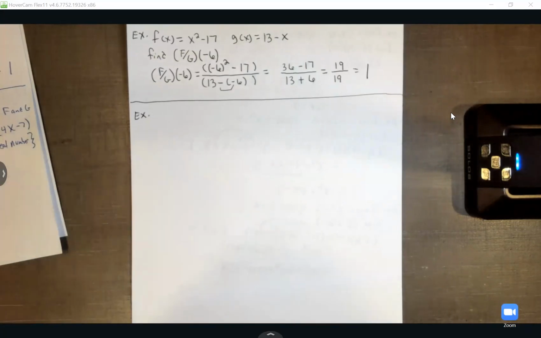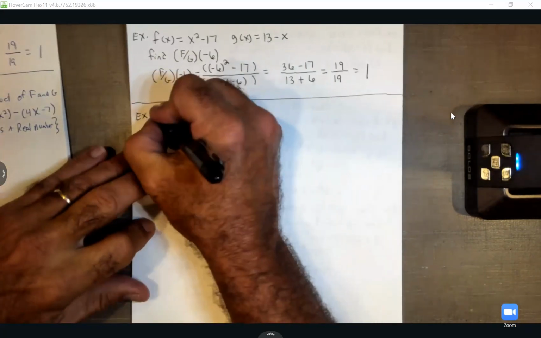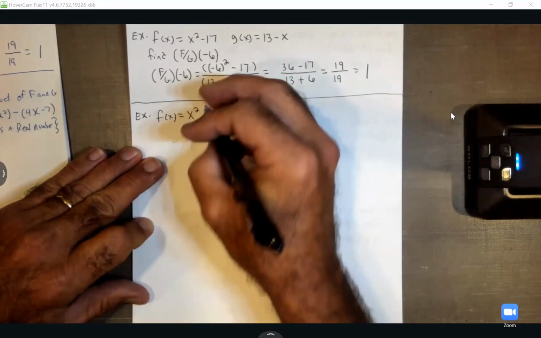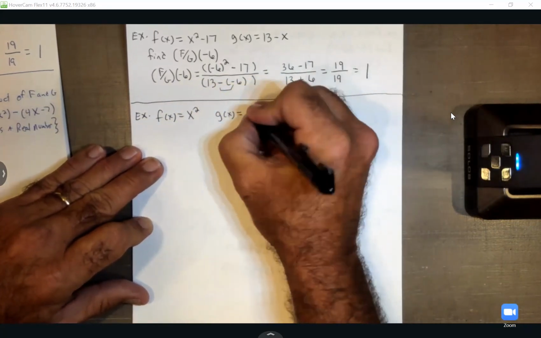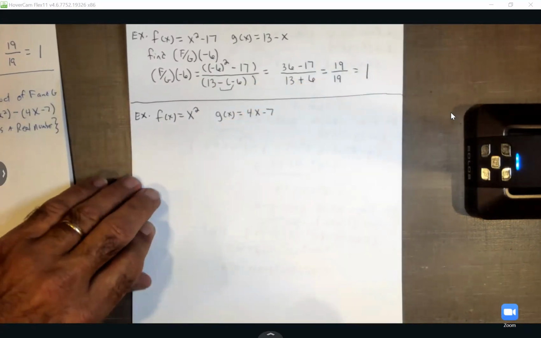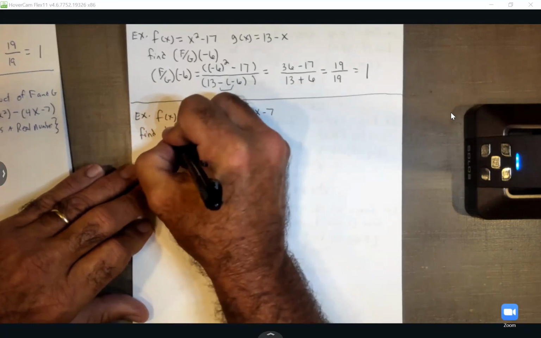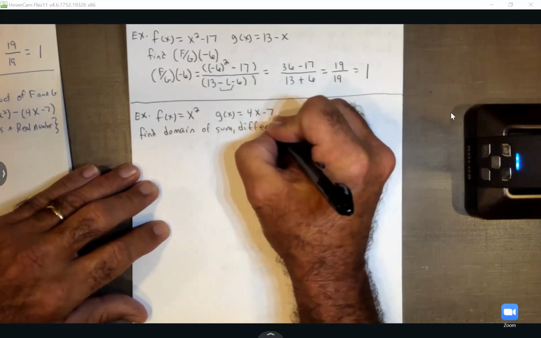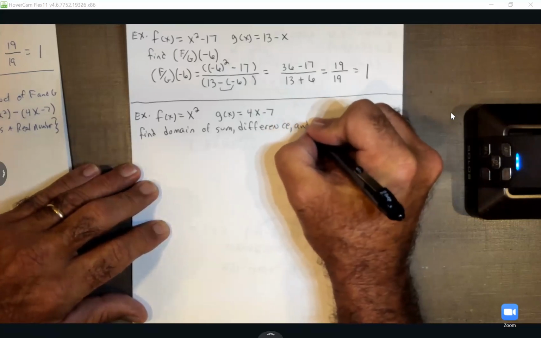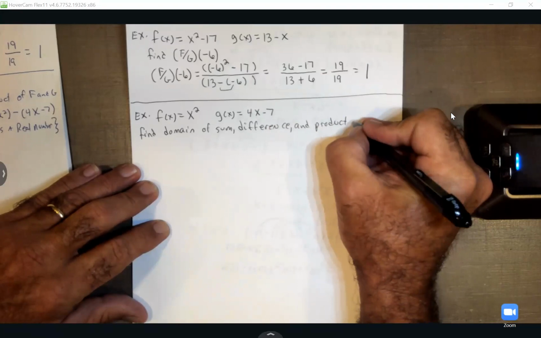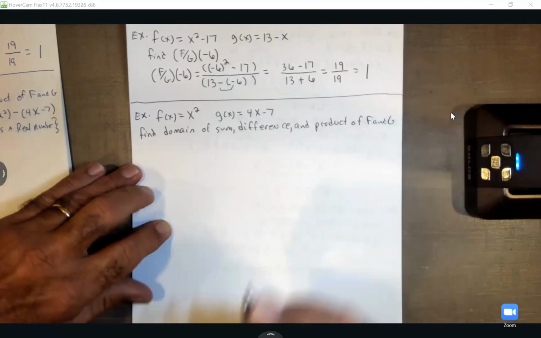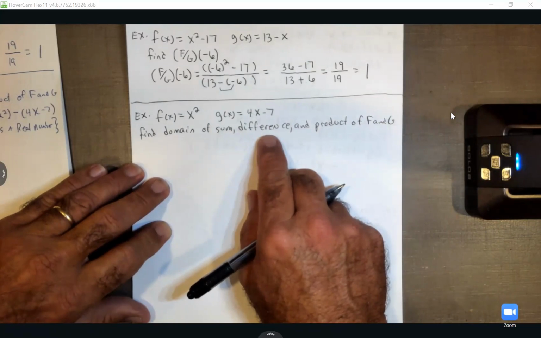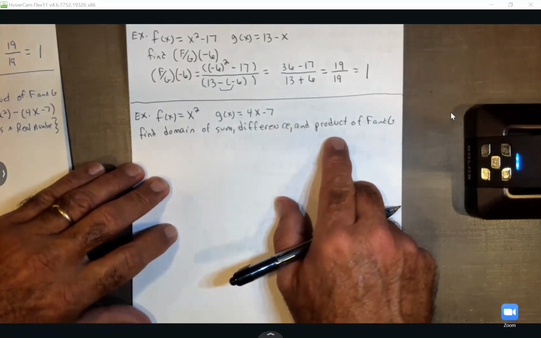So let's see if y'all remember anything about domains from Monday. I'm given two functions: f of x equals x squared, and g of x equals 4x minus 7. I'm going to find the domain of the sum, difference, and product of f and g. So basically three problems here. They want me to find a domain when I add them, when we're subtracting them, and when we're doing a product.